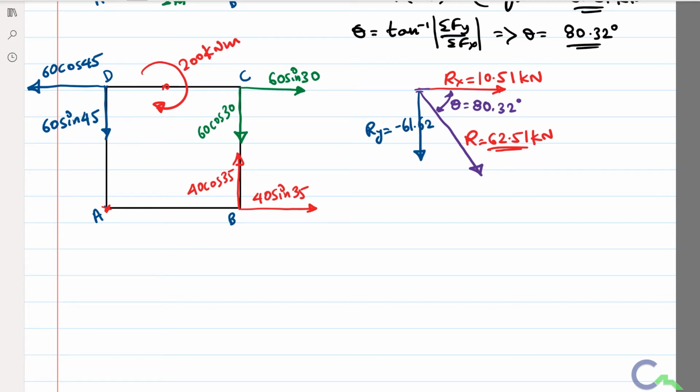First I am going to calculate the summation of moment about A. If I consider A as the center, first I am going to consider this force.